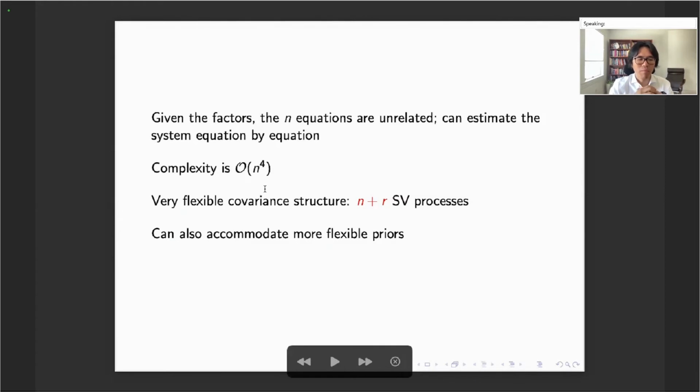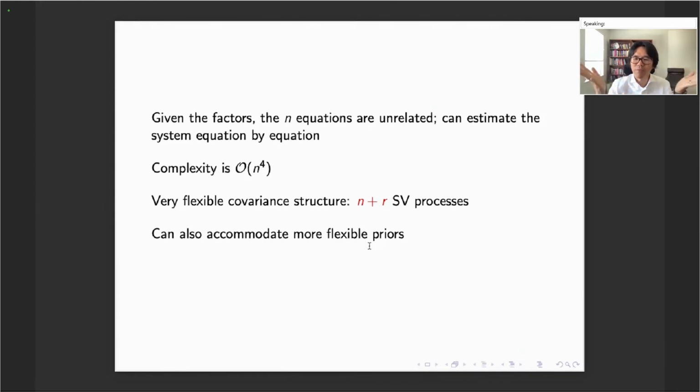Complexity is the same as the Cholesky SV. It's also quite flexible. Maybe in a certain sense, it's more flexible than the Cholesky SV because now I have n plus r being the number of factors of stochastic volatility processes. Another advantage, again, it can also accommodate more flexible priors.